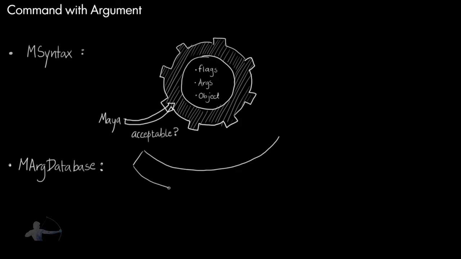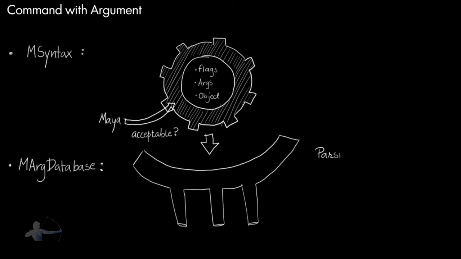And what is MArgDatabase? MArgDatabase is a class that provides us with functions using which we can parse, store and retrieve flags, flag arguments and command objects. So this gives us the capability of parsing, storing and retrieving flags, flag arguments and command arguments or command objects.